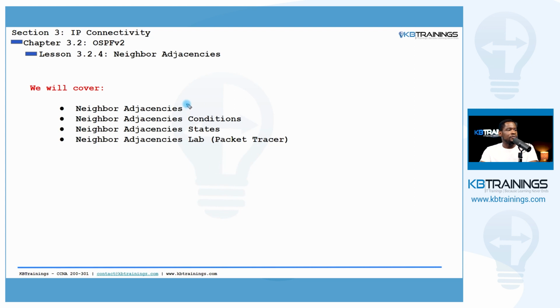I'm going to talk about neighbor adjacencies in general, what it is and why we have to learn it, and I'm going to give you the conditions that need to be met for two routers to become neighbors. And also we're going to see all the different states that you can find in OSPF neighbor adjacencies, and also we're going to finish by doing a lab in Packet Tracer.